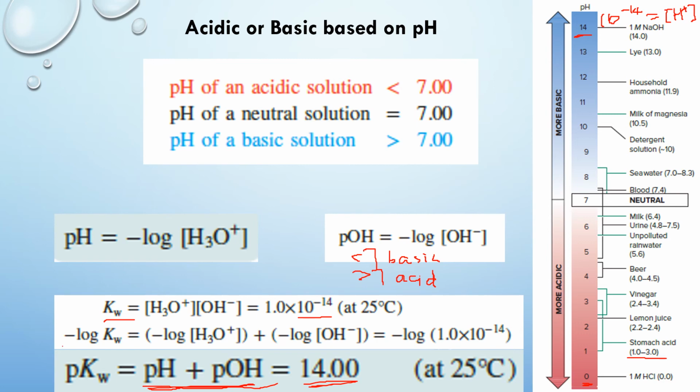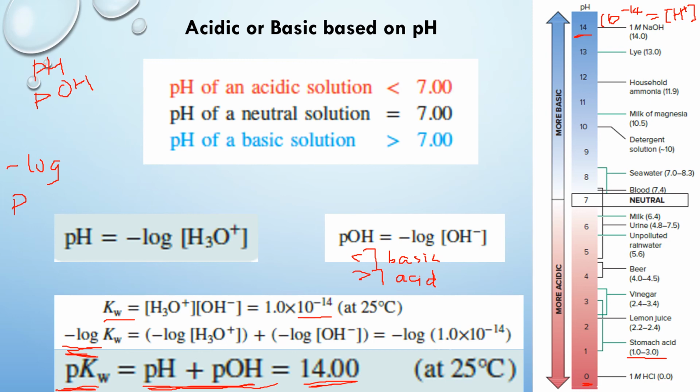So from this operation, you can see when you take the negative log of something, it is represented by this lowercase p. So pH is the negative log of proton, and pOH is the negative log of hydroxide. So this p is taking the negative log of something. If you have a Kw, pKw is going to be the negative log of Kw.